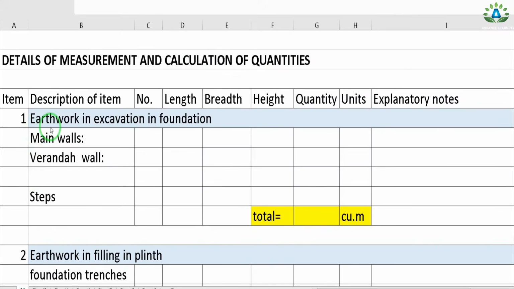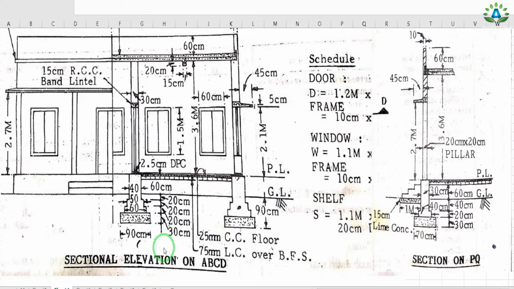Now our first step is to calculate the earthwork in excavation in the foundation for the main walls, and for this we need to see our section. So here we have these two sections, that is the section on ABCD and the section on PQ, and we know that when we do the excavation we need to do the excavation up to the ground level. So we have this portion as our ground level and below the ground level we have the height of 90 centimeter, and we need to make a trench of this 90 centimeter height and this width is also 90 centimeter.